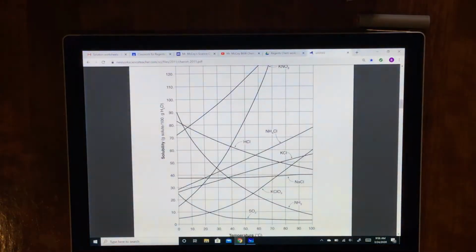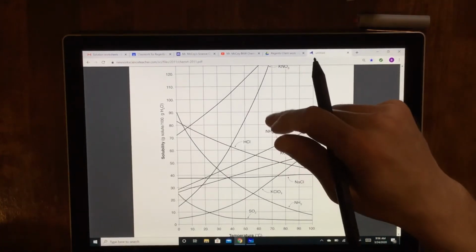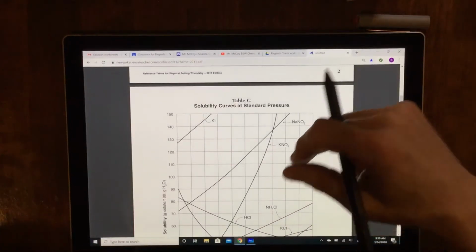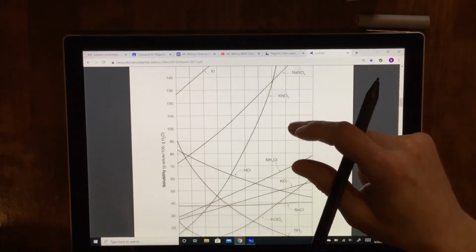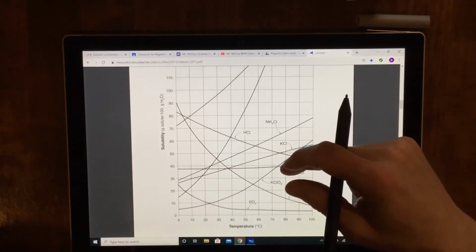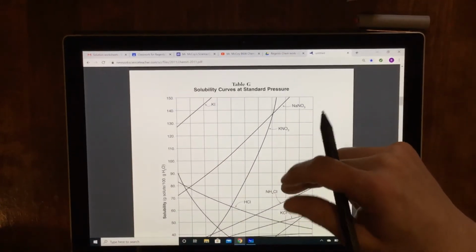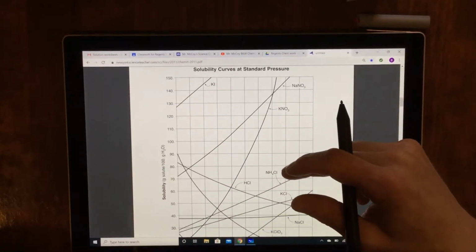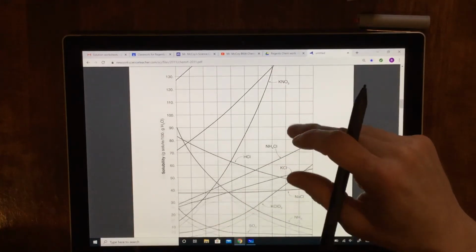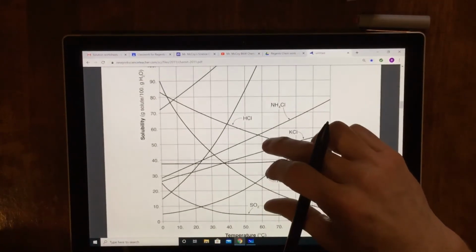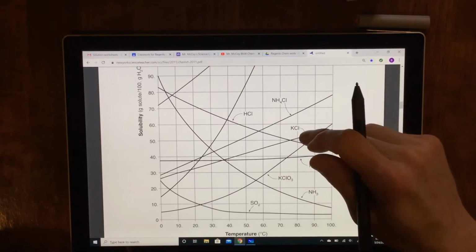All right. Here we go. So table G, which we talked a little bit about yesterday, has those solubility curves on it, and hopefully you have reference tables and can look at these on your own. If you look at these, most of these lines increase.